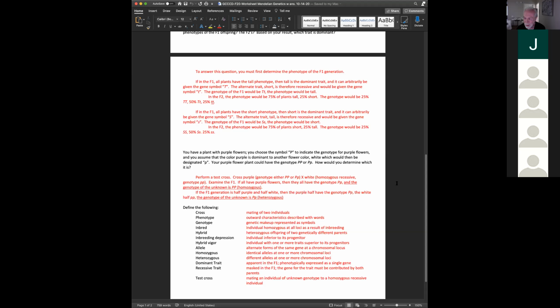Yeah, for the test cross, you kind of have to see it done to understand why it works, but you have to have a true breeding recessive to cross with your questionable plant to see how the traits are going to come out. And really, the best way to demonstrate it is to lay out a Punnett square, I think.